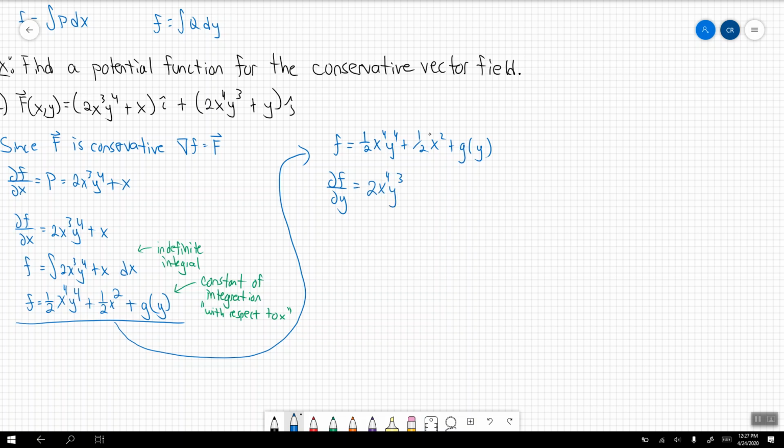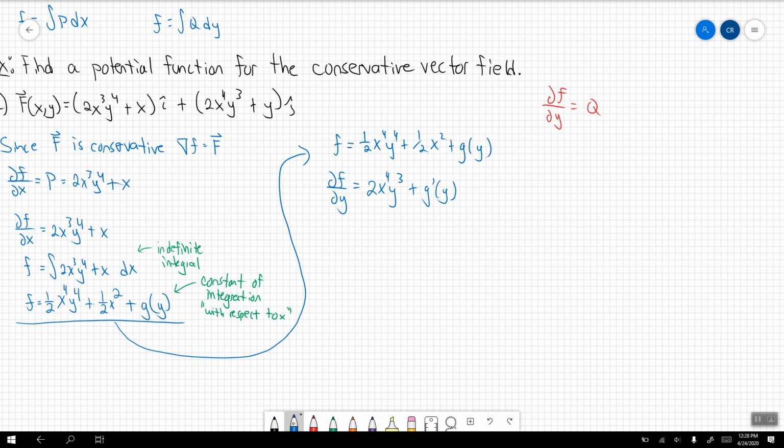There we are. With respect to y, that goes away, but this function with respect to y, that's just g prime, because again, this is a one variable function. Since it's a one variable function, we can just account for it as a derivative here. All right, but according to the work that we did up here, we have that the partial of this function with respect to y is equal to q.